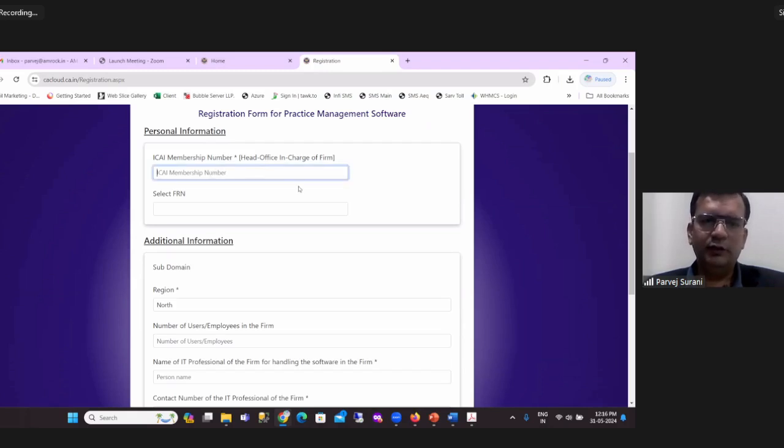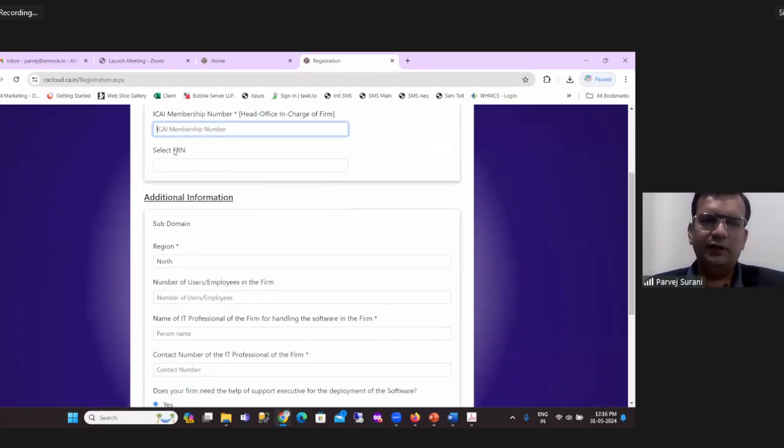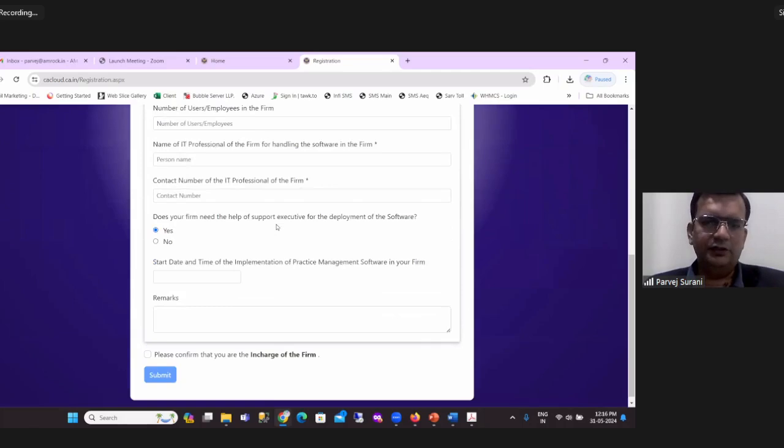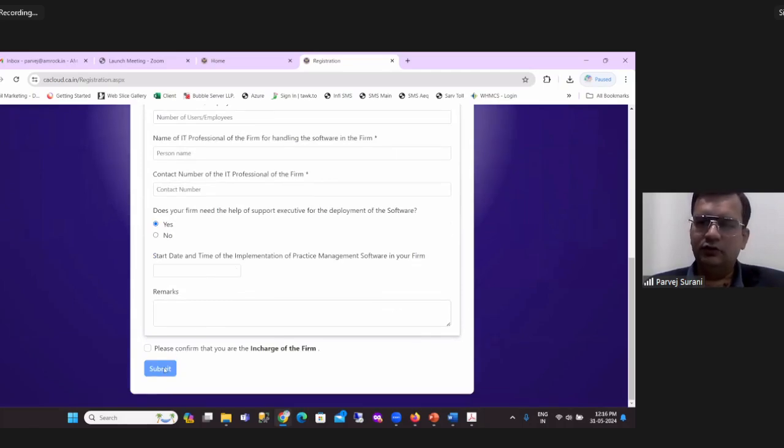Here you have to enter your membership number. Only the head office in-charge of a firm can register for the PMS software. When you enter your membership number, your FRN and all the firm details will be auto-populated. Next, you have to click on the submit button. When you submit your request for the PMS software, within 6 hours, you will get the PMS ID and the credentials of the practice management software on your registered email address.